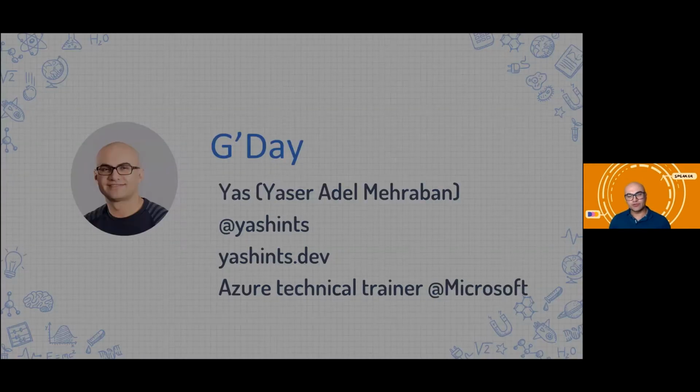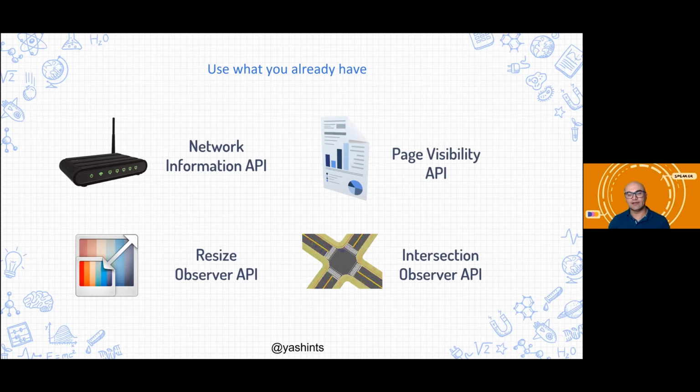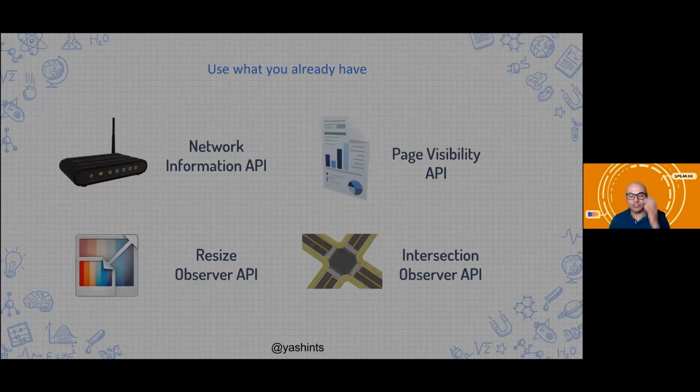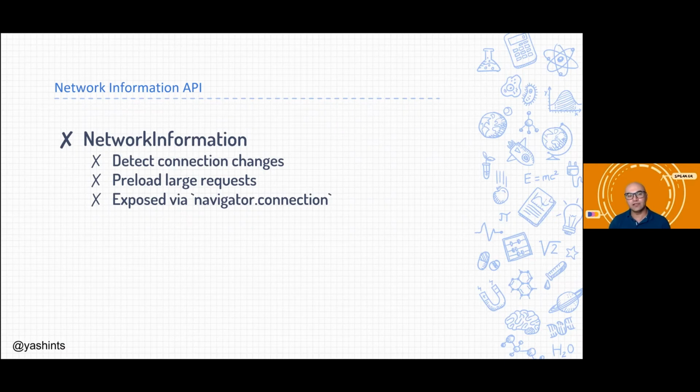So tonight I'm going to talk about some APIs that are available in most of the modern browsers, and you can use them even now if you want to add a bit of a better user experience for your users. So the first one is the Network Information API. Network Information API allows you to detect connection changes.